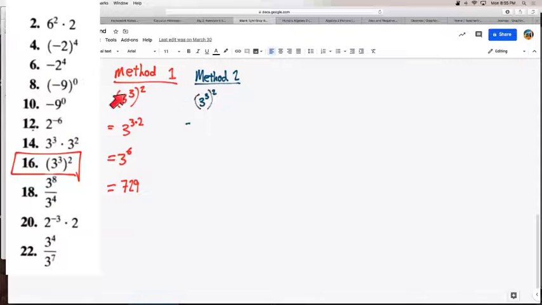So here we have method 2. Method 2 is if I did not have the power of a power rule, what would I do? I would have to take 3 cubed to the second power and write it as 3 cubed times 3 cubed. And then I would have to write 3 cubed as 3 times 3 times 3, and another 3 cubed as 3 times 3 times 3, and that would all multiply together to give me 729. And of course, then I'm going to check this with a calculator.